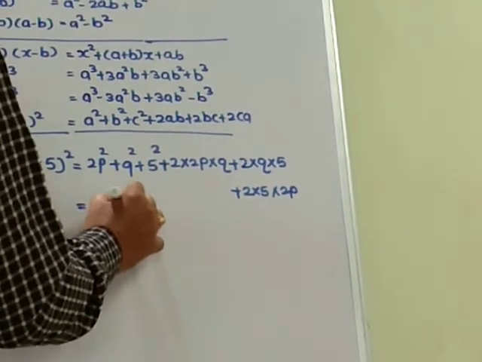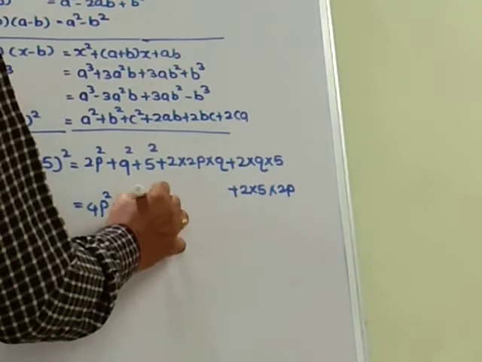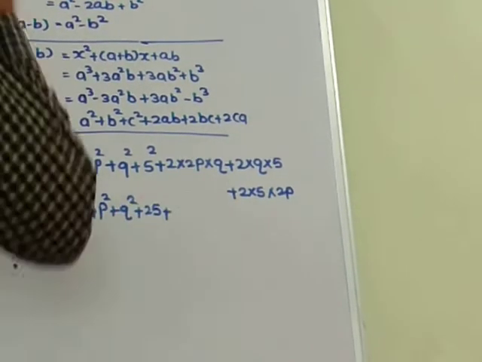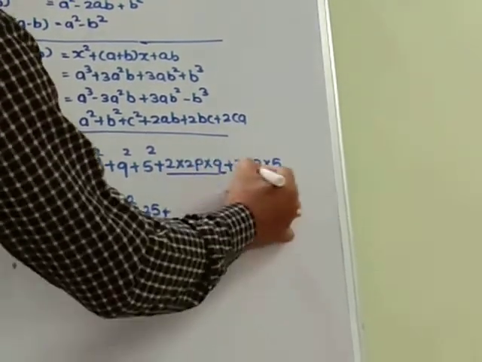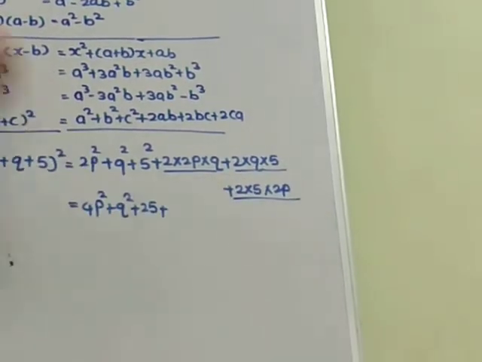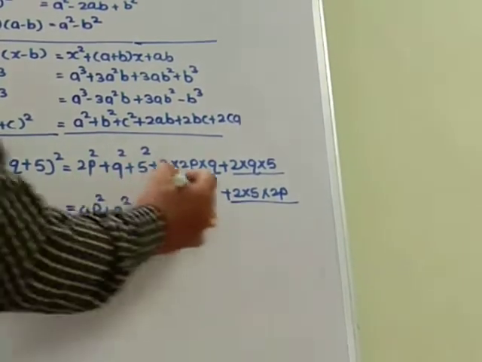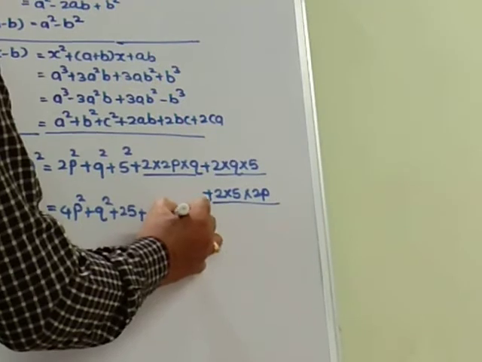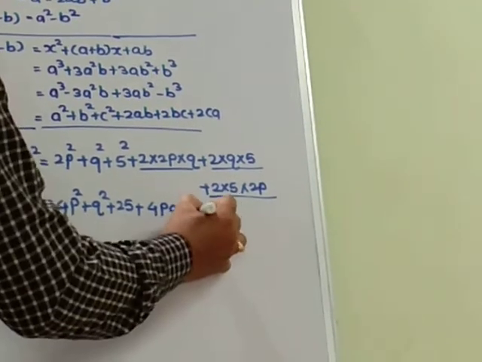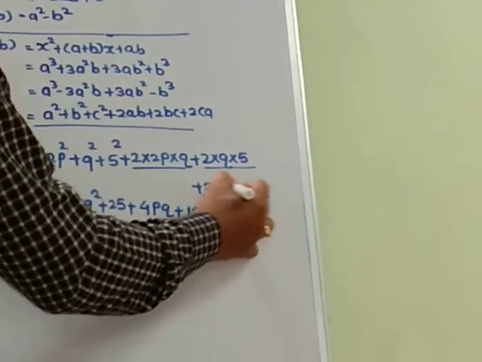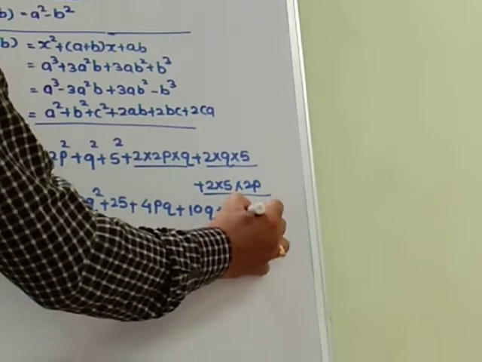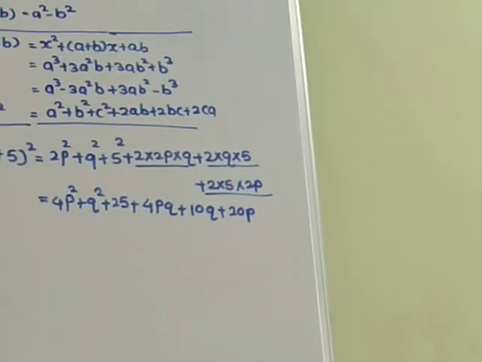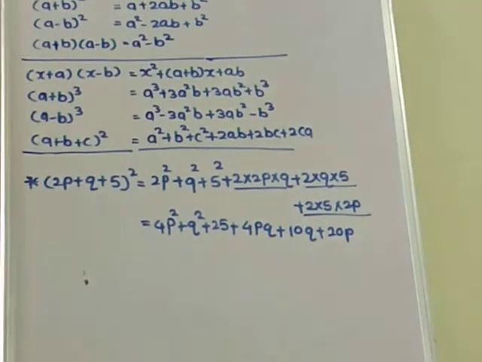4p square plus q square plus 25 plus, this is, you make underline, but because of the pi you can understand very easily, that is 2 into 2, 4pq, plus 5 into 2, 10q, plus 5 4s are 20p. That is the answer. Okay? Here the lesson is finished.